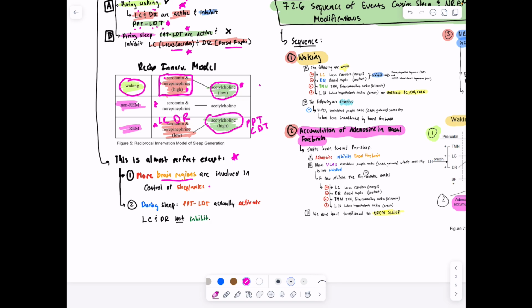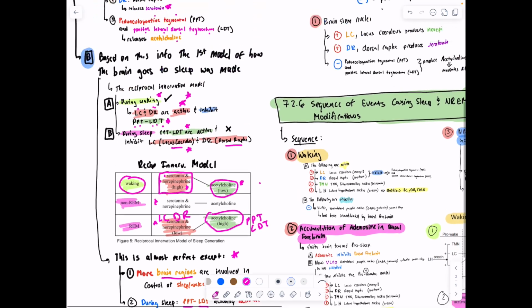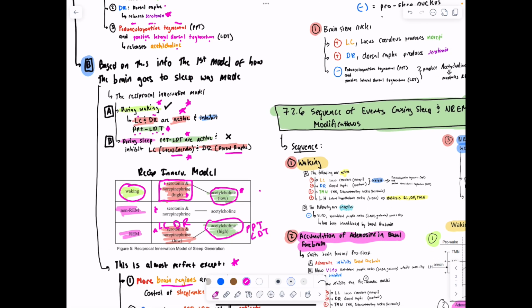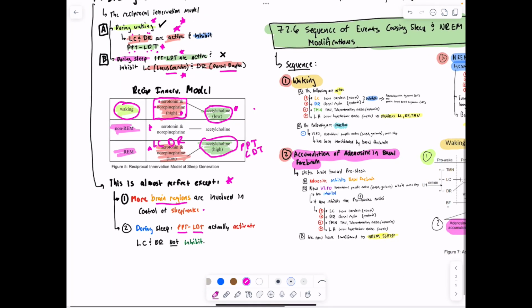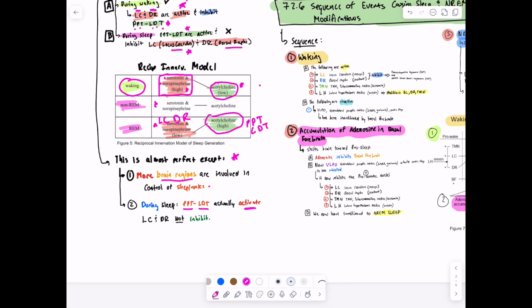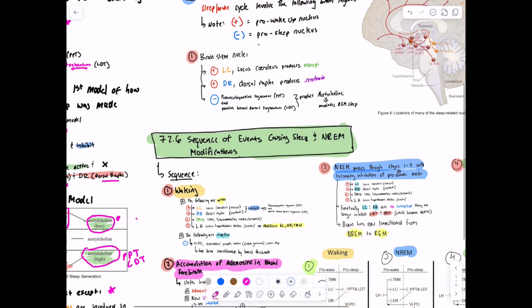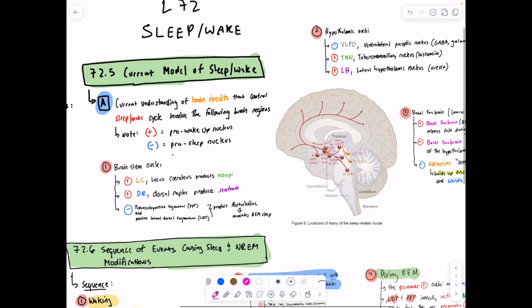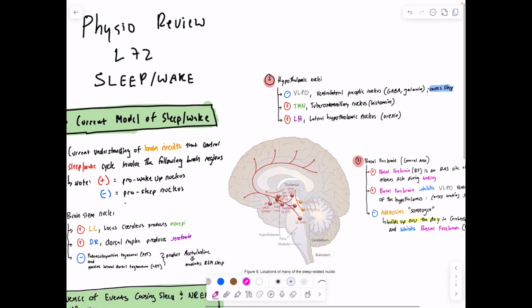And then we also found out that the PPT and LDT, the pedunculopontine tegmental nucleus and the pontine lateral dorsal tegmentum nucleus, which are pro-sleep, actually don't inactivate the locus coeruleus and dorsal raphe nucleus, which are pro-awake. They actually activate them, which is really bizarre, but it's going to give us the reason that REM sleep looks so much like being awake.